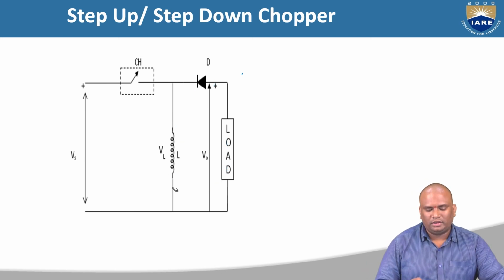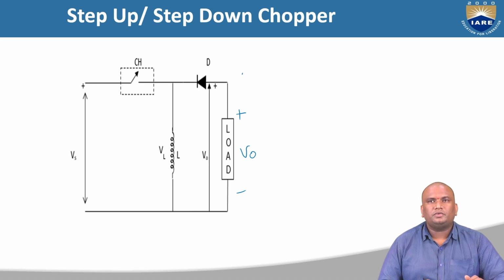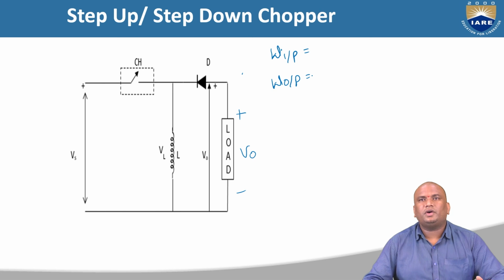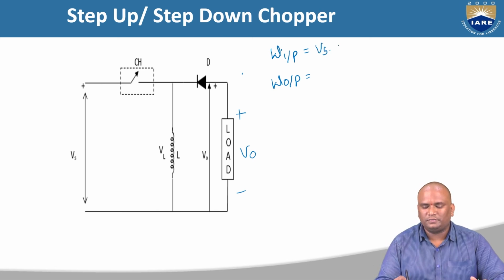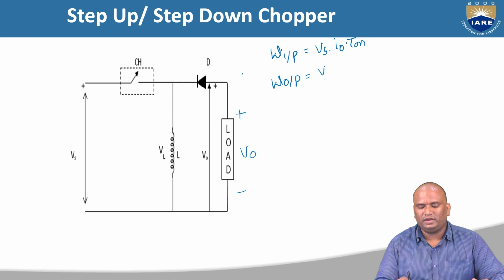So here the output voltage we are going to decide based on the availability of the inductor voltage, which is connected in parallel with the load. So we are going to decide the output voltage equation based on the energy input to the inductor and the energy output from the inductor. The energy input to the inductor is Vs into I naught into T on, only during the chopper on condition. The energy output from the inductor is V naught into I naught into T off.